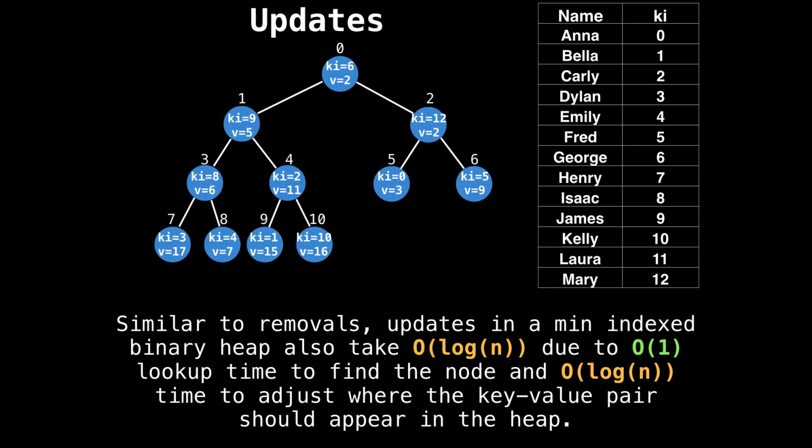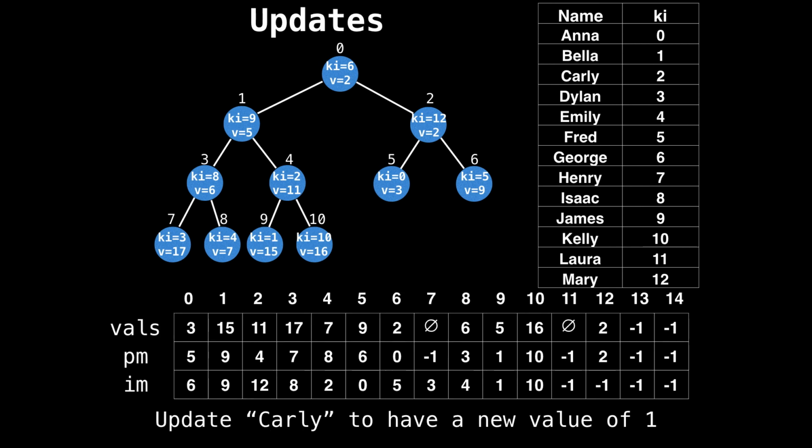The last core operation we want to do on an index priority queue is key value pair updates. Similar to removals, updates in a min-indexed binary heap also take logarithmic time due to the constant time lookup to find out where the node is and the logarithmic time to adjust where the key value pair should appear in the heap. Suppose we want to update the value of the key Carly to now have a value of 1.